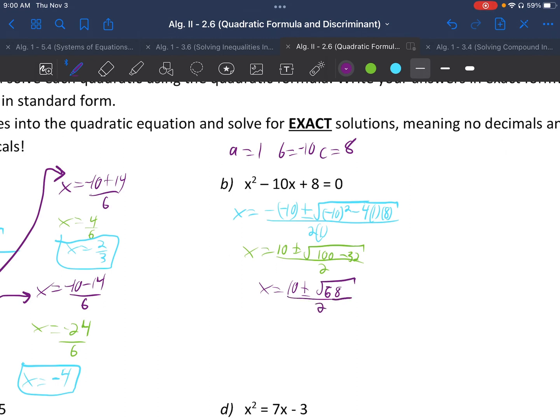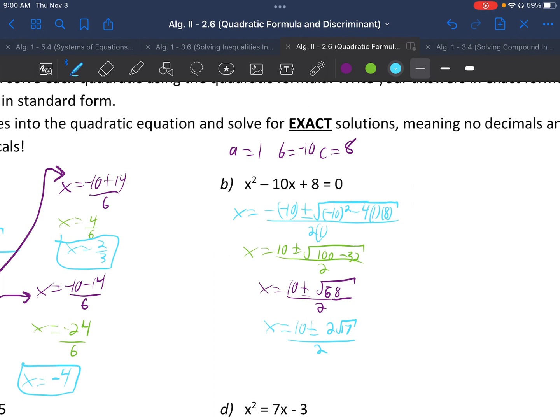68 over 2. Now 68 is not a perfect square, so we turn to simplifying it like we've done before. 10 plus or minus, and a perfect square that goes into 68 is going to be 4. So it ends up becoming 2 times the square root of 17, because it's the square root of 4 times the square root of 17, over 2.